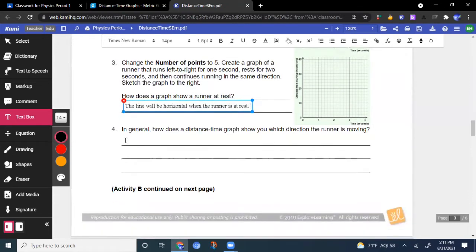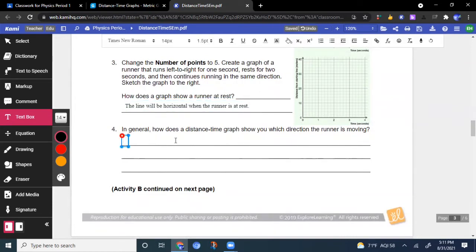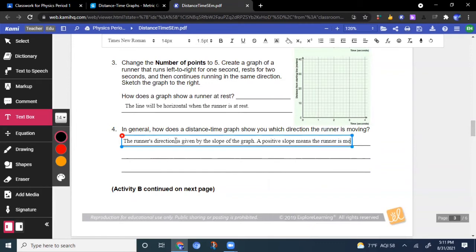In general, how does a distance time graph show which direction the runner is moving? The runner's direction is given by the slope of the graph. A positive slope means the runner is moving in the positive direction. Right.